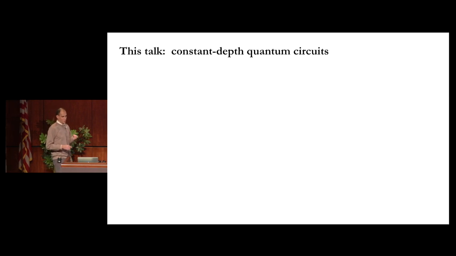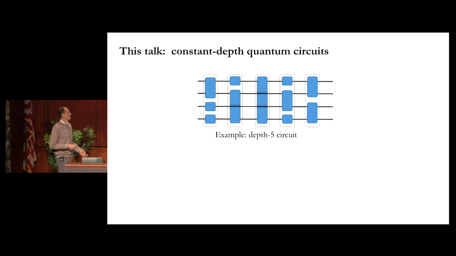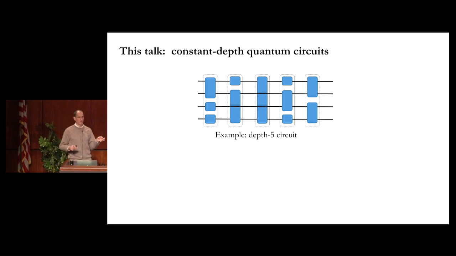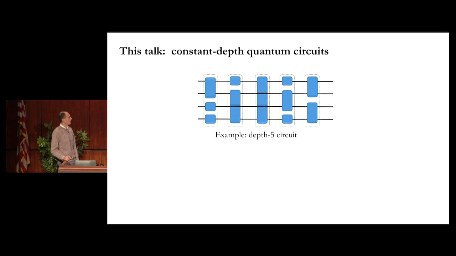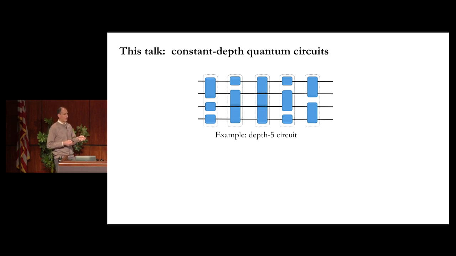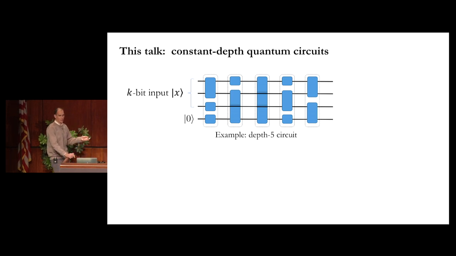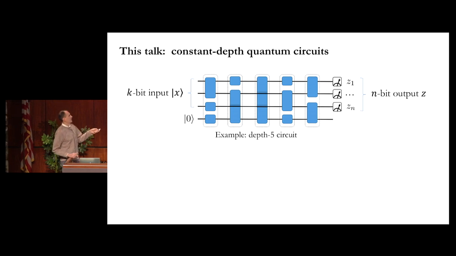In this talk, I will restrict myself to constant depth circuits. Let me start with some terminology. A circuit of depth D consists of D time steps such that each time step is a product of disjoint gates. Say this is an example of a depth 5 circuit composed of 2-qubit gates. This circuit has some classical input and a classical output. Say the input is a k-bit string, and we initialize the first k qubits in 0 or 1 according to this input string. There could be some ancillary qubits that we initialize in 0. At the end, we measure some subset of qubits in the 0, 1 basis, and this defines the output string of the circuit.